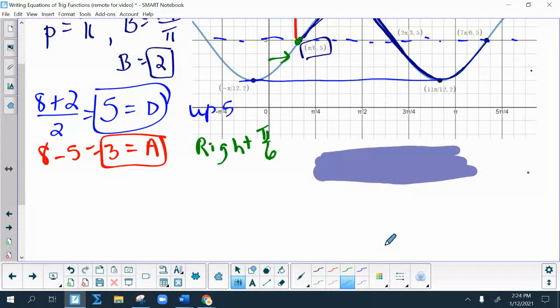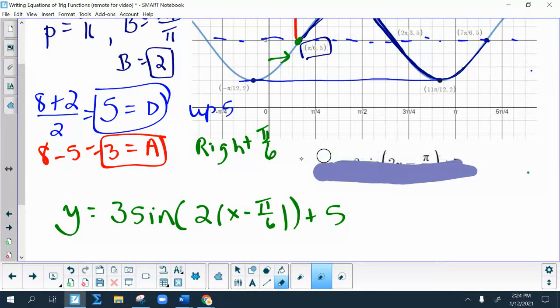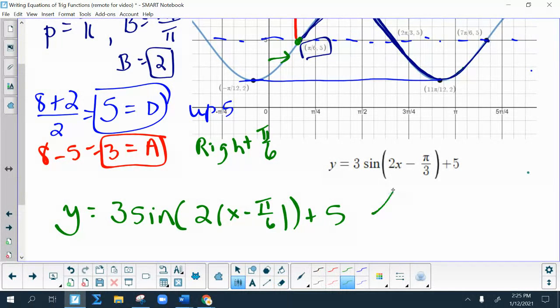And write it in that factored out form first. So this will be y equals 3 sine of 2 times x minus pi over 6, plus 5. And then if you prefer, you can just multiply the 2 into the equation to get that one over here.